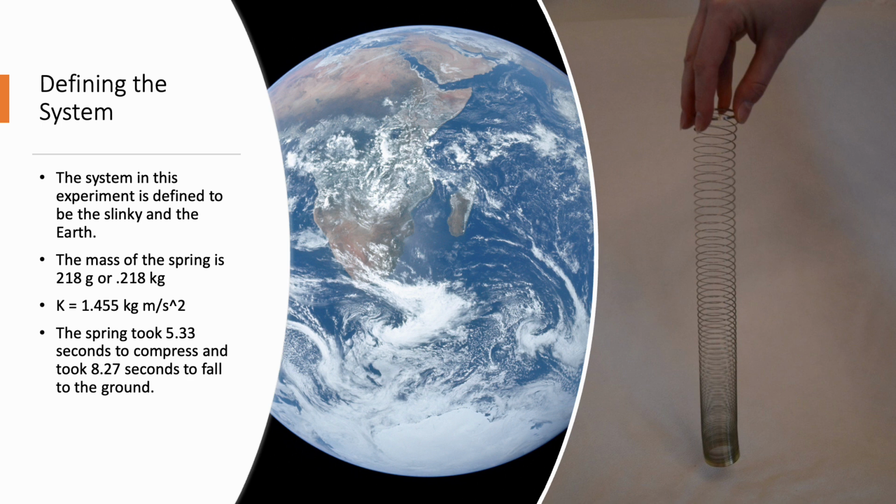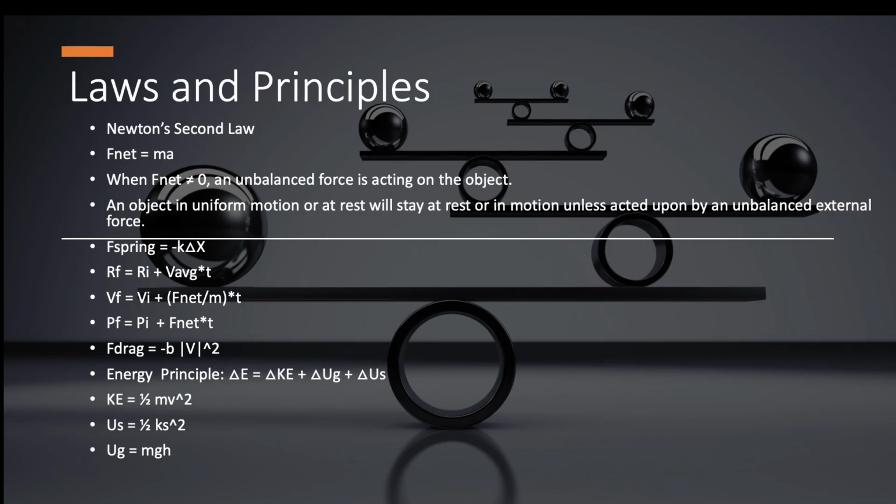So first off, we need to define the system of this experiment. In this experiment, the system will be the Slinky and the Earth. We found that the mass of the Slinky is 218 grams or 0.218 kilograms, and the k value is 1.455 kilograms per second squared. And what we found was that the spring took 5.33 seconds to compress and 8.27 seconds to fall to the ground.